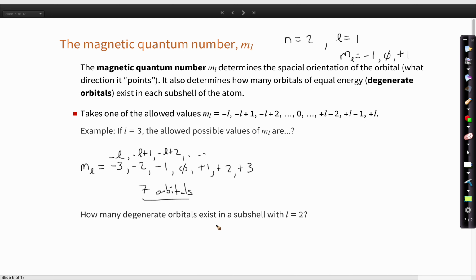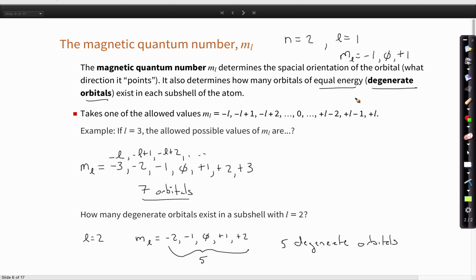So here's a question: how many degenerate orbitals exist in a subshell with L equals 2? So if we have L equals 2, then the allowed values of m sub L are -2, -1, 0, +1, and +2. Okay, so then we just count this, and the total number here is 5. So the answer is 5 degenerate orbitals. Remember what degenerate means. Degenerate means that the orbitals just have equal energy.